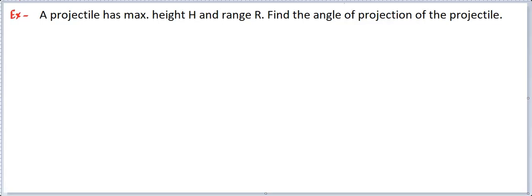Hello students, welcome to this video lecture. In this video we will be doing some examples related to the projectile motion that we have gone through in the previous video lecture. We are going to take some examples first, and later on we will be moving ahead with the theory aspects. So this is the example.